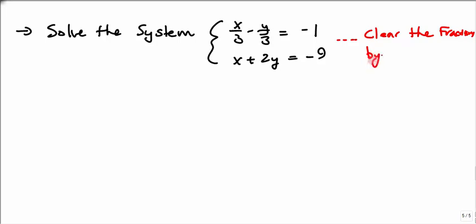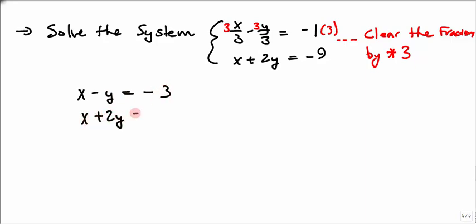And I'm going to multiply both sides through by 3. When I multiply by 3, every single term, the 3's cancel. So I'm left with x minus y equals negative 3, and x plus 2y equals negative 9. So there's my system. And I think I'll use elimination here.